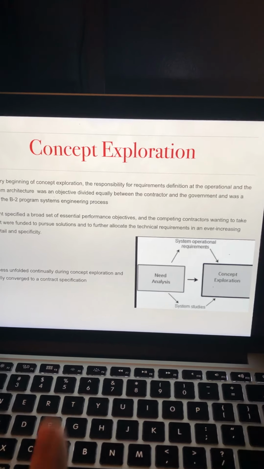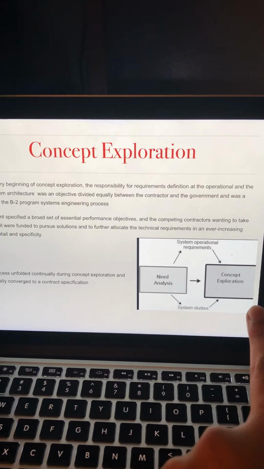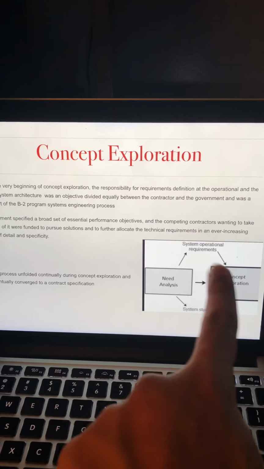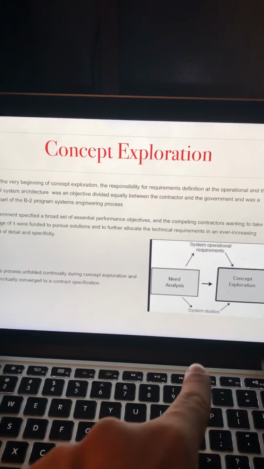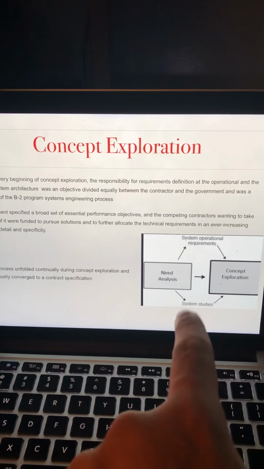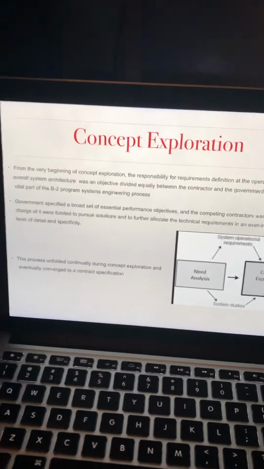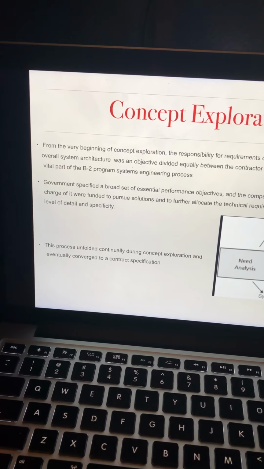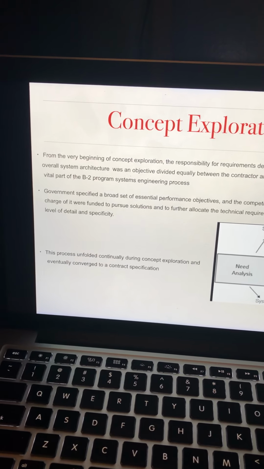So that's a diagram where you have the need analysis leading to concept exploration, and where any kind of requirements will alter either of these, such as the concept, and the concept moving forward. Also, need analysis uses system studies to move on to concept exploration. The process unfolded continually during concept exploration and eventually converged to a contract specification.